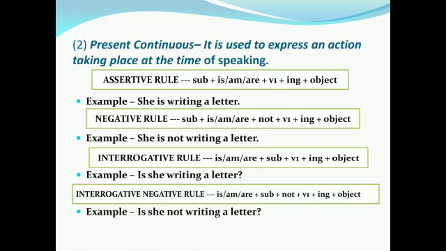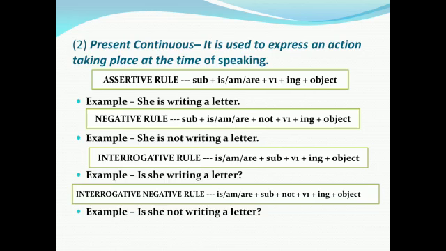So the rule is very simple again. Subject plus is, am, are. Now what is, am, are? Is with the singular subject, am with I and are with plural subject including you, plus V1 plus ing plus object. She is writing a letter.